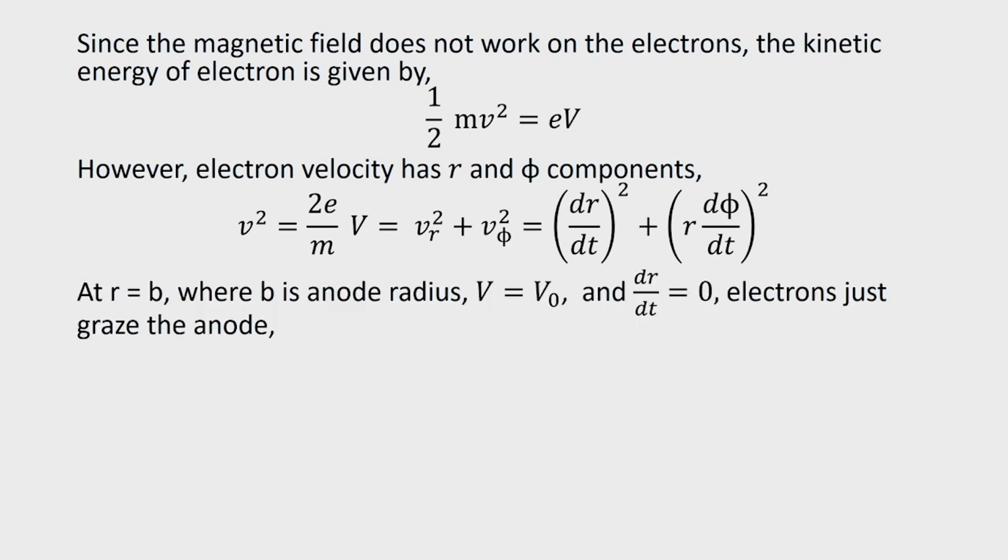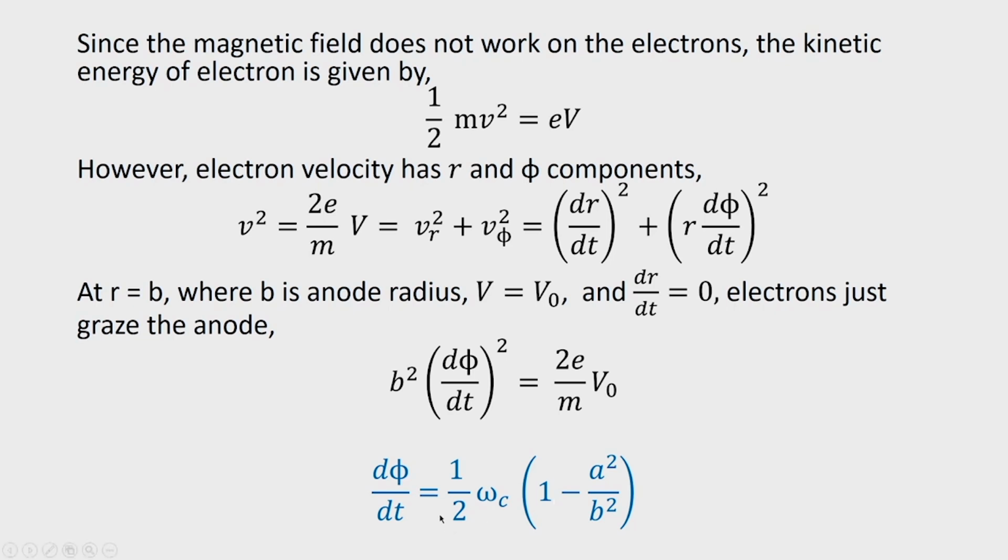Now, at r equal to b, where b represents the anode radius, we have potential V equal to V naught, and also if we have dr by dt equal to 0, then the electrons will just graze the anode. So, if we put these conditions, then we get b square d phi by dt square is equal to, because dr by dt we are putting 0, 2E by m, and this V becomes V naught, and therefore we get d phi by dt is equal to half omega c.